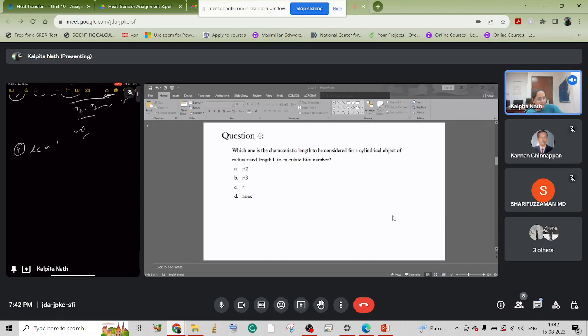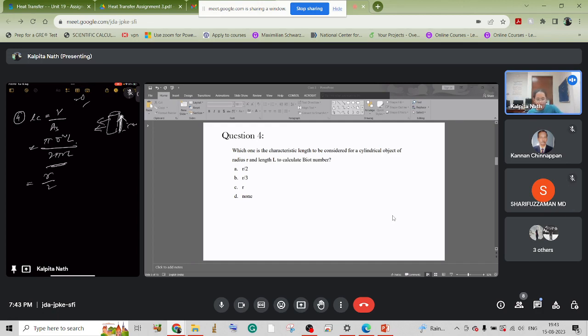So the characteristic length is volume upon surface area, that is pi r square L upon 2 pi RL, as only the slant surface area we are taking, since heat is dissipating from this surface. So 2 pi RL is the surface area, and this is R by 2. That is option number A.